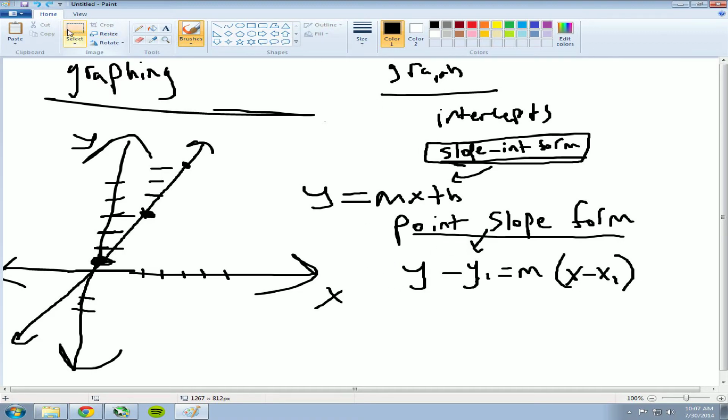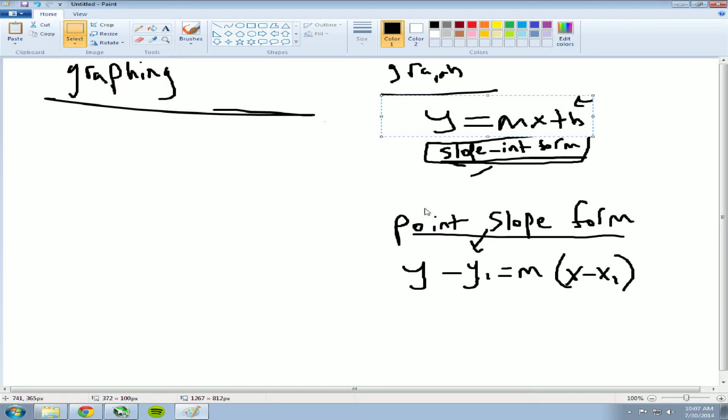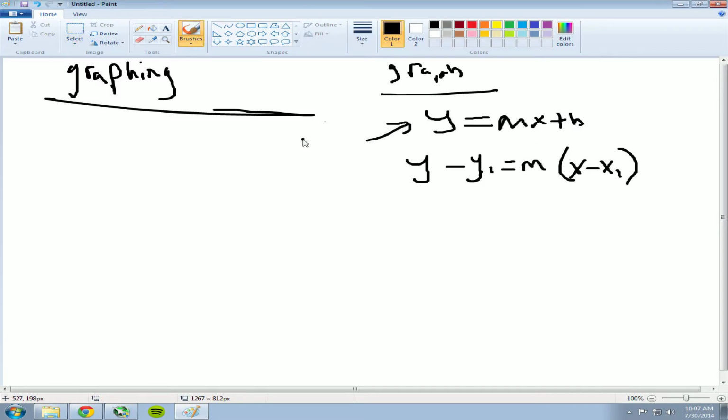For example, get rid of this, move this up, and move this up. Alright. So, this is the slope intercept form, and this is the point slope form.